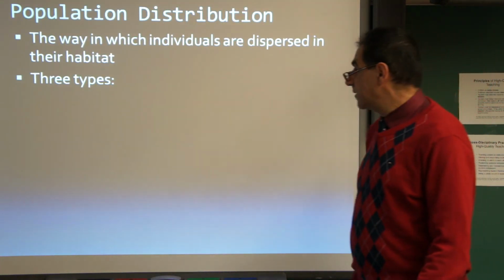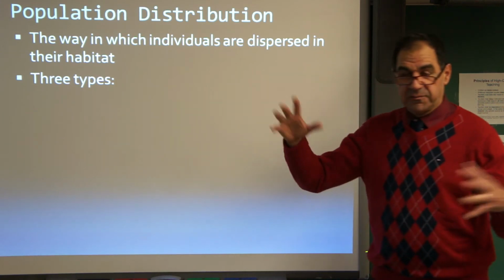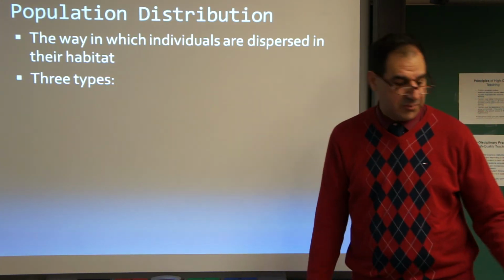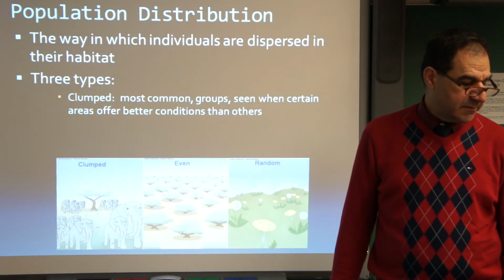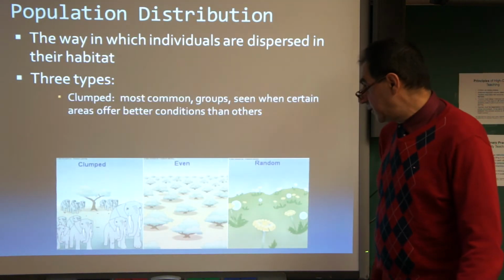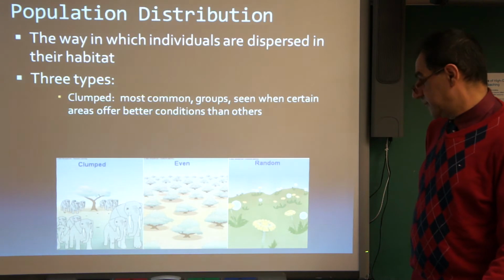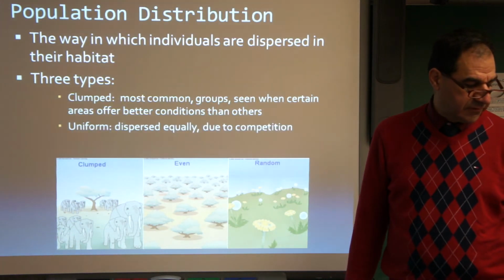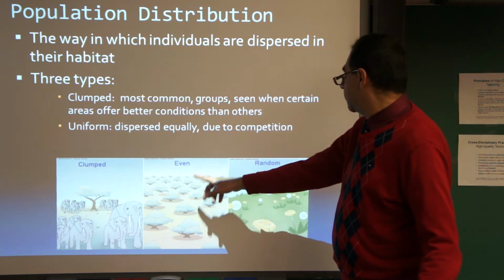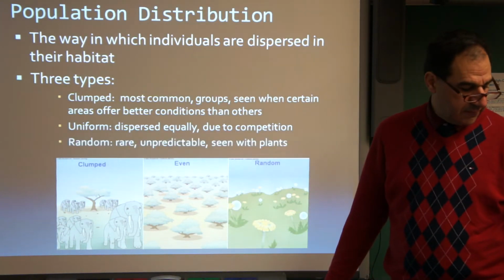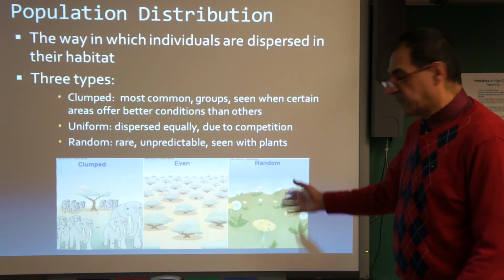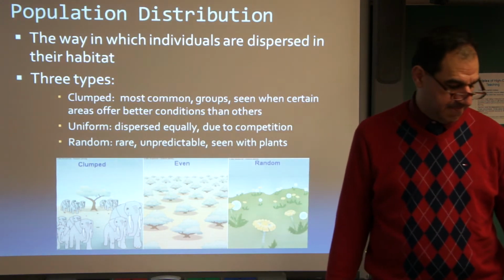Population distribution is the way individuals are dispersed or distributed in a habitat. And there are three types of distributions. Clumped, most common, seen in groups. Uniform, which is dispersed equally due to competition. And finally, random, which is rare, unpredictable, for example, seen with plants.